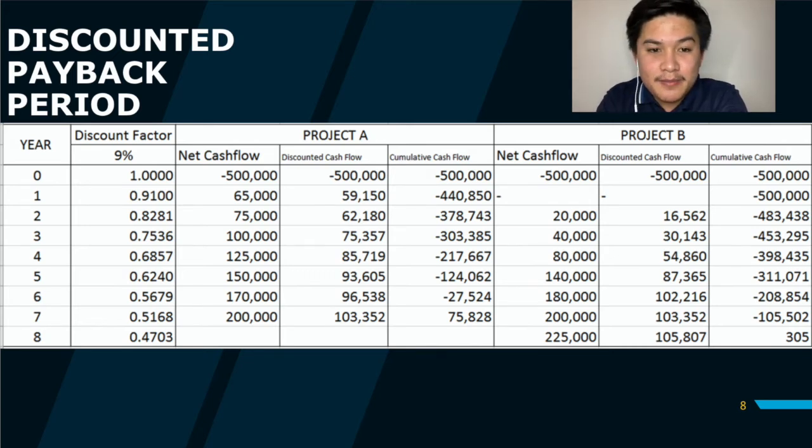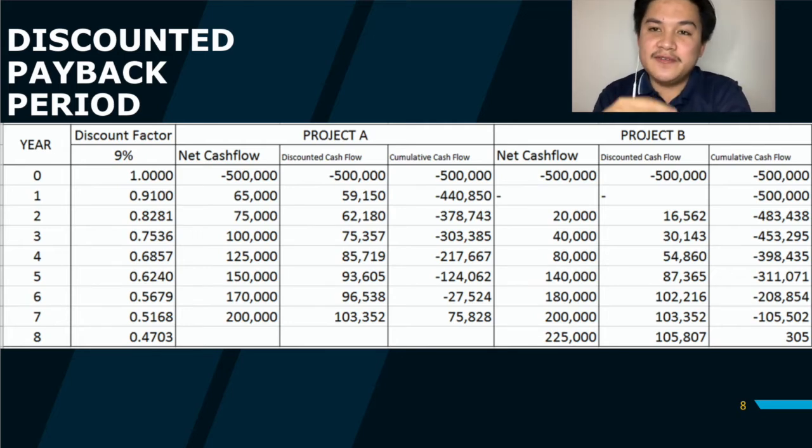In the simple payback period method, my project A will recoup its investment in just 4 years. But in the discounted payback period method, my investment will be recouped in 6 years. Whereas in project B, in the payback period method, my investment will be recouped in 6 years, but in the discounted payback period method, it will be recouped in over 7 years.